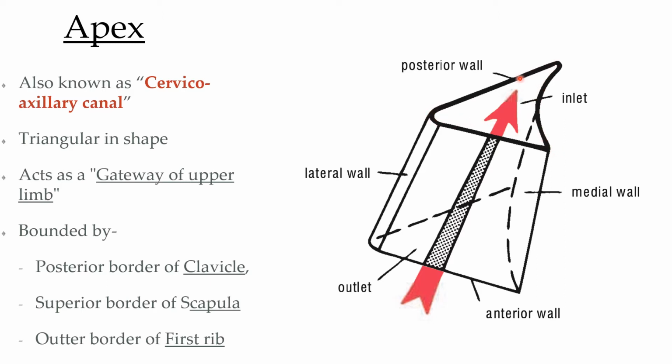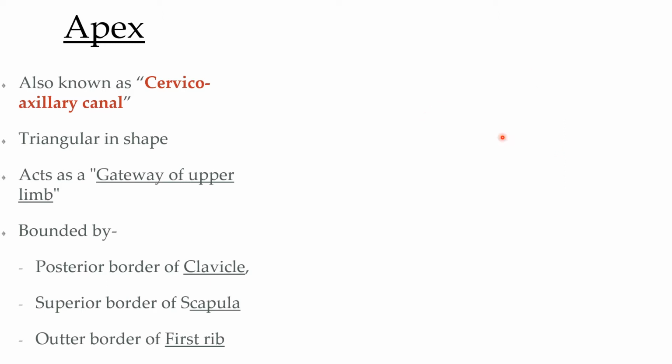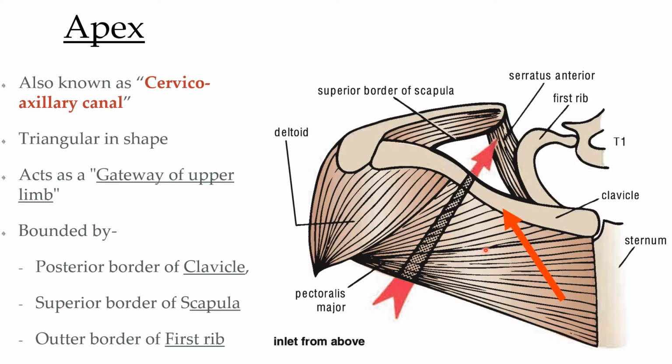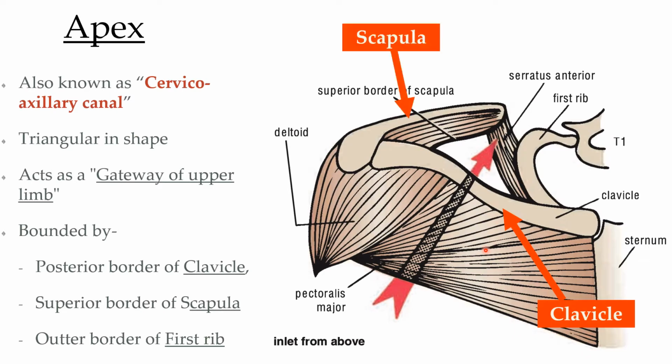Let us see the structures forming its boundaries. In this illustration, you can see this is the clavicle, this is the superior border of the scapula, and this is the first rib. So this becomes the axillary inlet. Now let us see the structures which form the boundaries. It is bounded medially by the outer border of the first rib, posteriorly by the superior border of the scapula, and anteriorly by the posterior border of the clavicle.